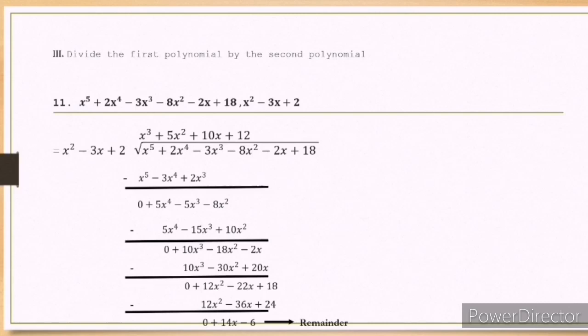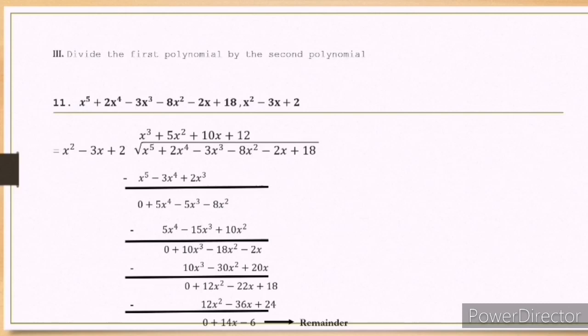Then the next step is to subtract the answer from the dividend. X raised to 5 minus x raised to 5 is equal to 0. 2x raised to 4 plus 3x raised to 4 is equal to 5x raised to 4. Negative 3x cubed plus 2x cubed is equal to negative 5x cubed. Then bring down negative 8x squared.